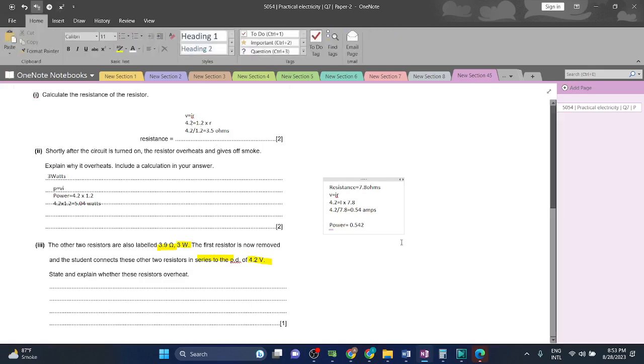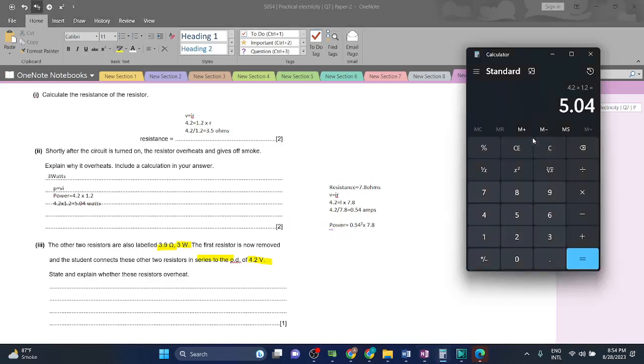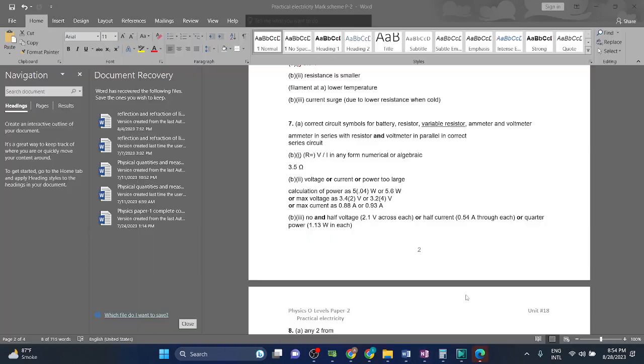0.54 square into R which is 7.8. ठीक है ना? तो let's see what the answer is. 0.54 square into 7.8. What will we get? 2.27 watts. ठीक है ना? 2.27 watts आ गया हमारे पास आंसर. लेट्स चेक.